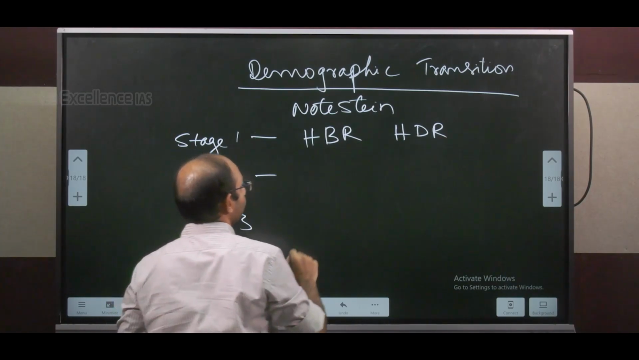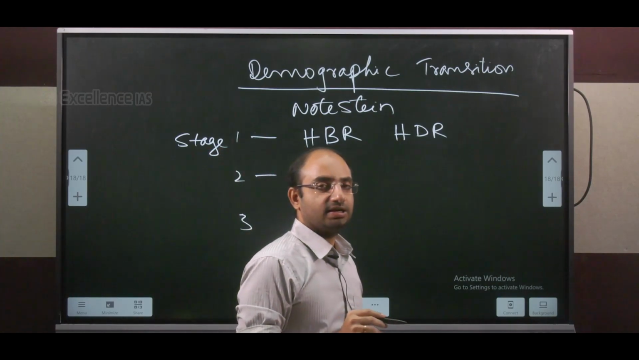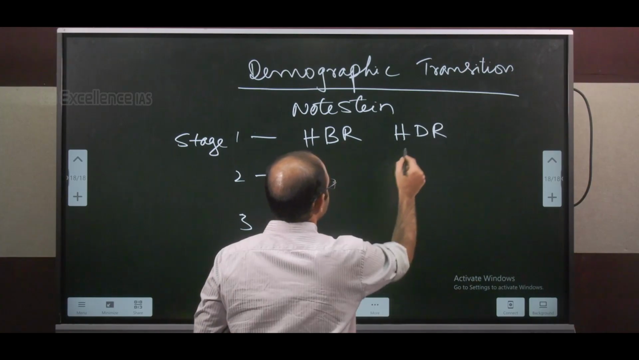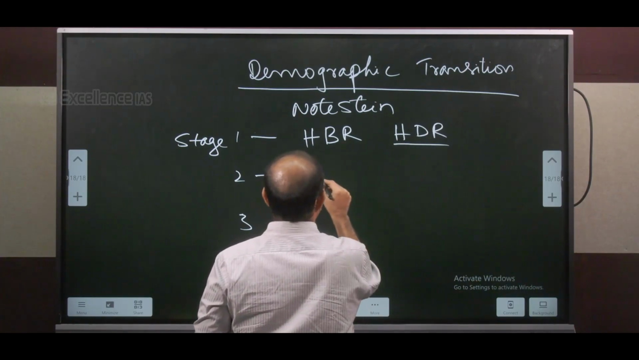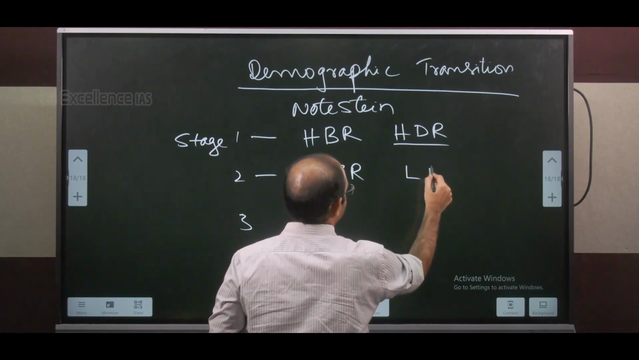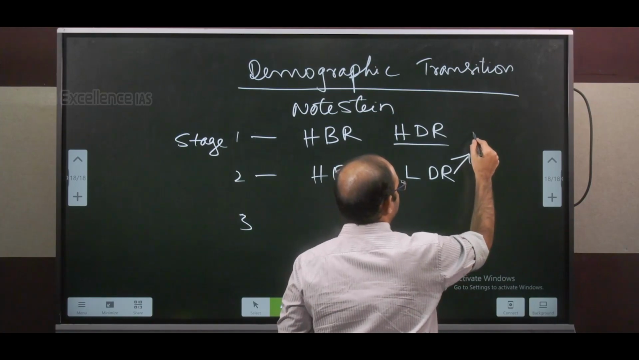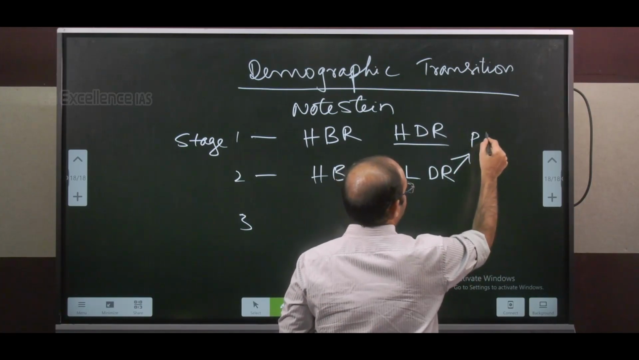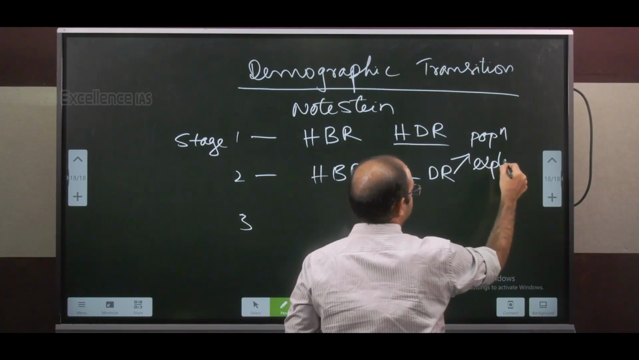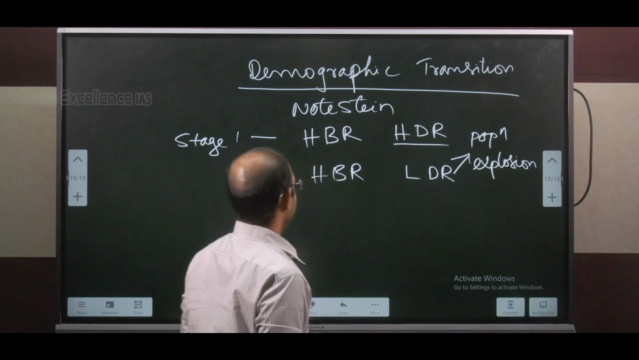In stage 2, because of better economic conditions, because of improvements in healthcare, improvements in nutrition and lifestyle, death rate gets controlled, whereas birth rate still remains high. So the birth rate is high, whereas death rate has reduced. Because of this, this results in what is called population explosion.